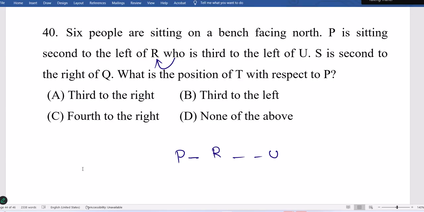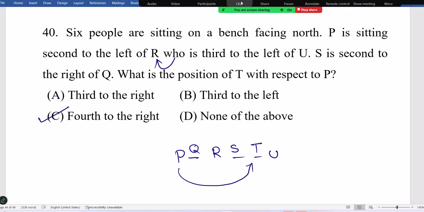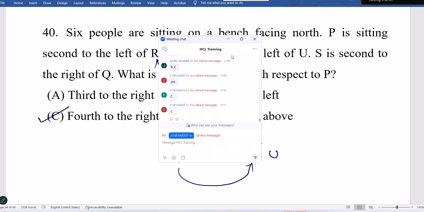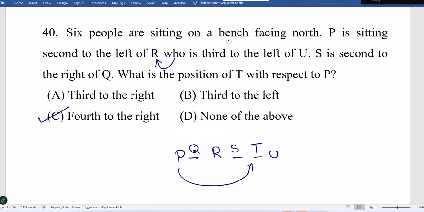Okay, we need totally 6 slots. 6 slots are already available. S is second to the right of Q means only these two are possible. It's actually P, Q or S, T, U. What is P position? P position with respect to R means right side. First right, second right, third right, fourth right. Fourth to the right. And good question this is. Finally, it's arrangement P, Q, R, S, T, U as per the alphabetical order.